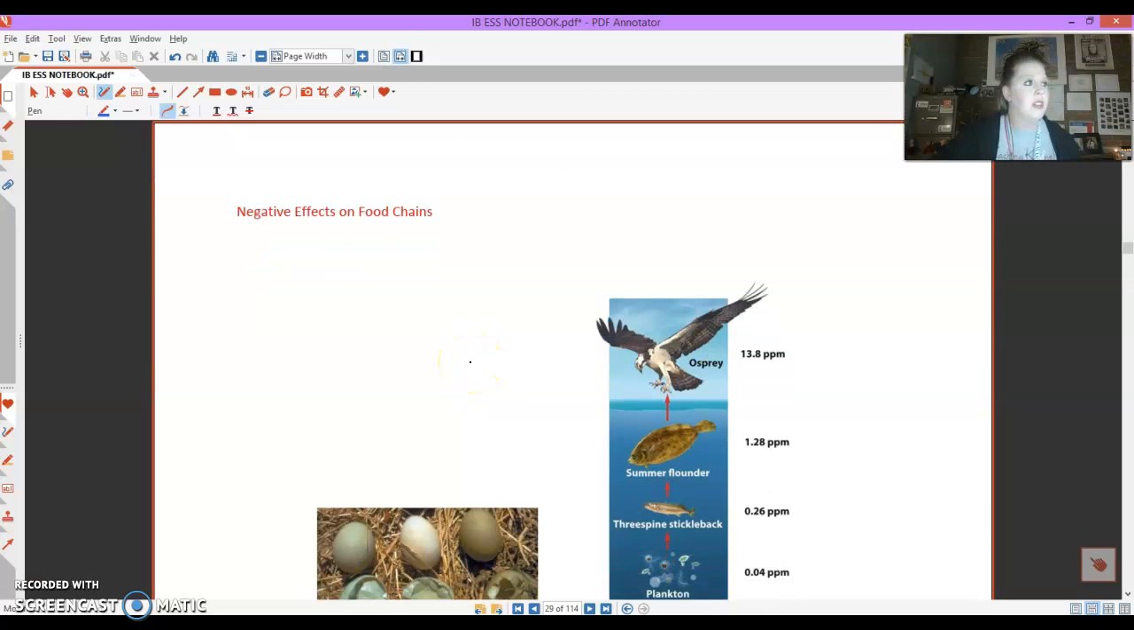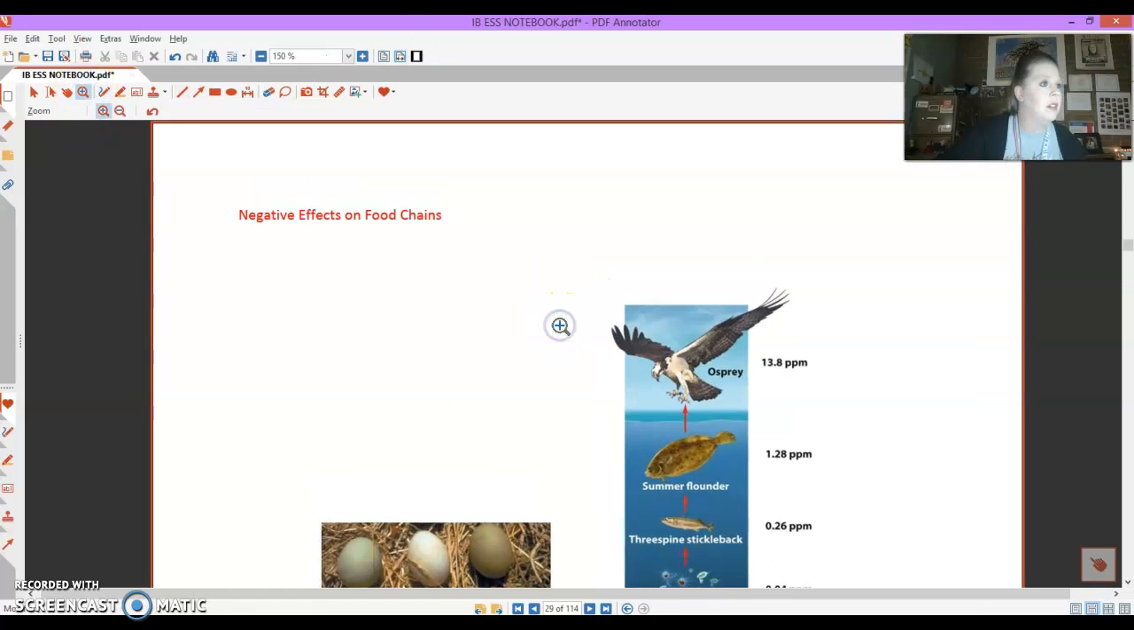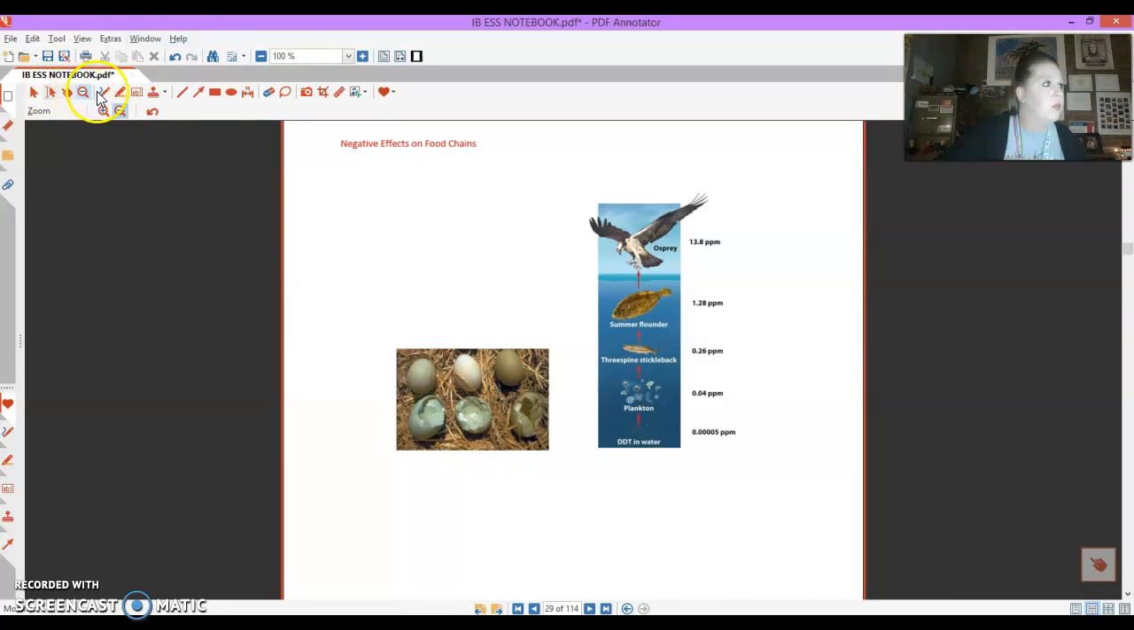So, what are some potential negative effects on food chains? Certain fertilizers, certain pesticides can have very harmful effects on food chains. And they cause two specific things to happen: bioaccumulation and biomagnification. All right, they're not the same thing. There is a difference between the two.